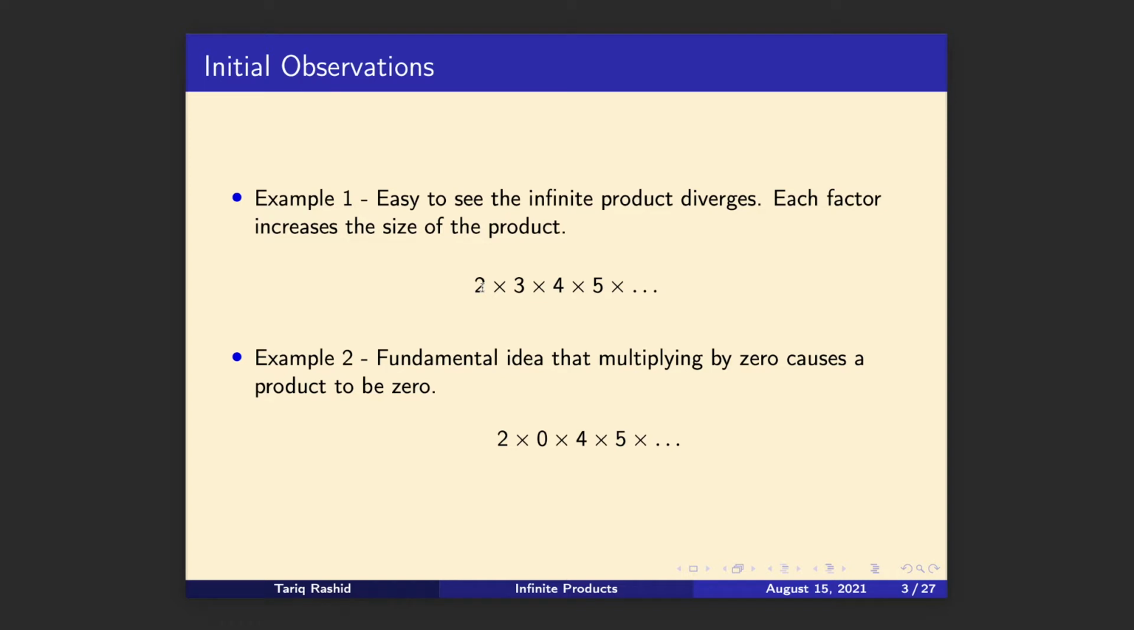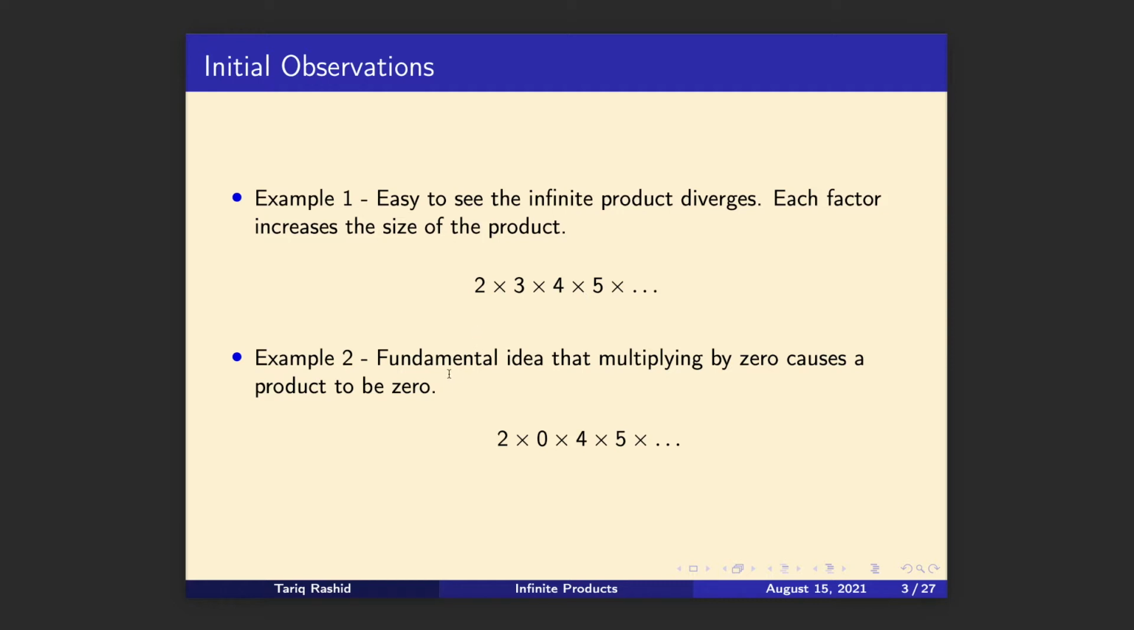So let's look at a very trivial example. This first one here, 2 times 3 times 4 times 5 times 6 times 7 and so on. It's easy to say that diverges, and intuitively we can say that because each factor increases the size of the product. So 3 grows a product, times 4 grows it even more, times 5 grows it. So you can see that an infinite number of them will grow it infinitely. That's not too difficult a leap to make.